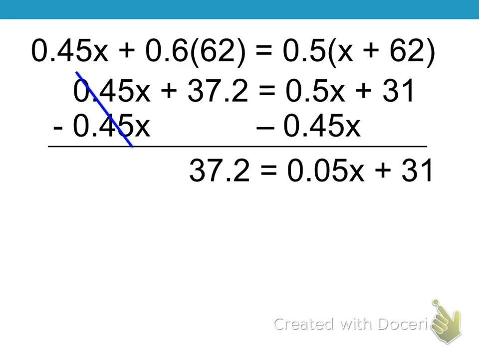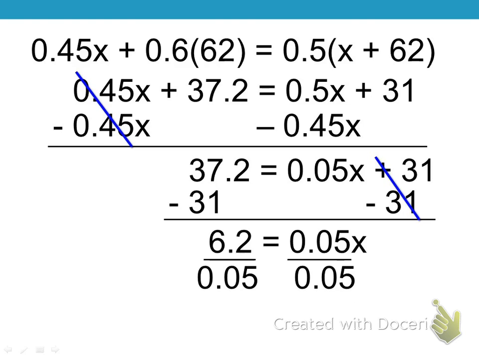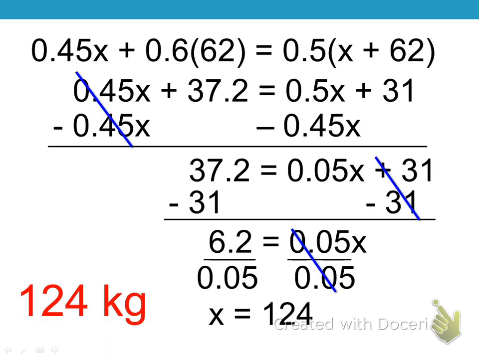Now what? Subtract the 31 from both sides. And then divide by 0.05. Anyone know what you get? 124, and we are talking about kilograms of the first mixture, remember?